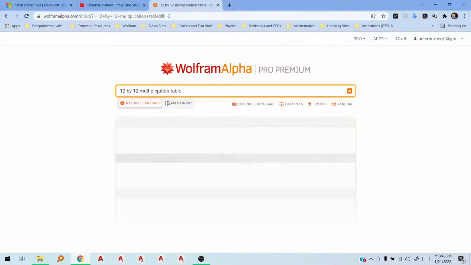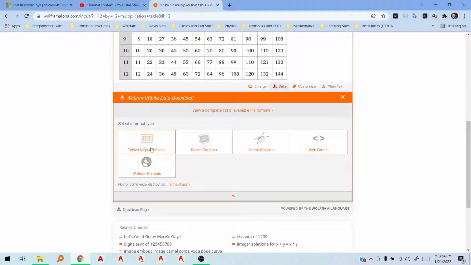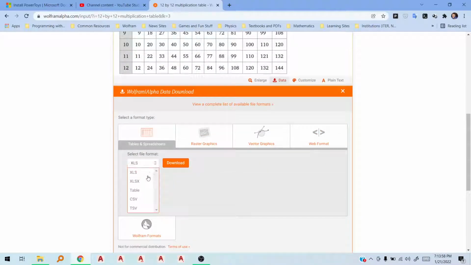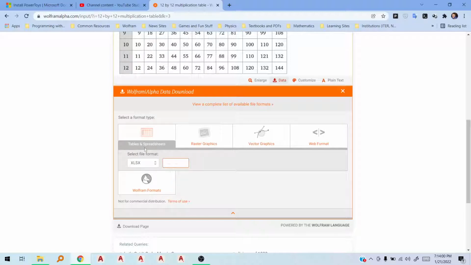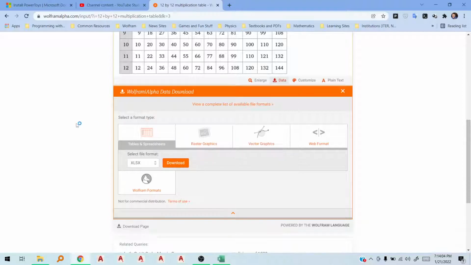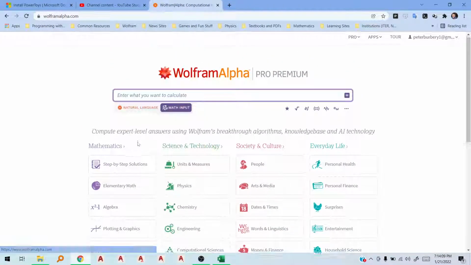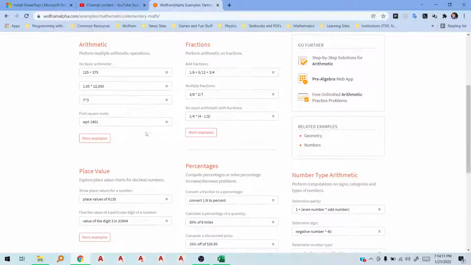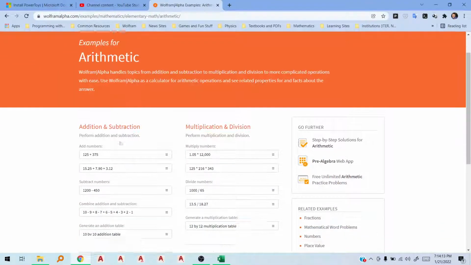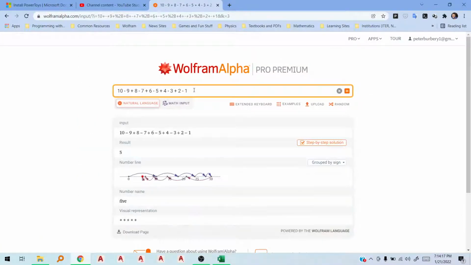Maybe I'm looking for a times table. I can download the image. This option may or may not be available depending on the level, whether premium is available. I can do arithmetic with many different operators.